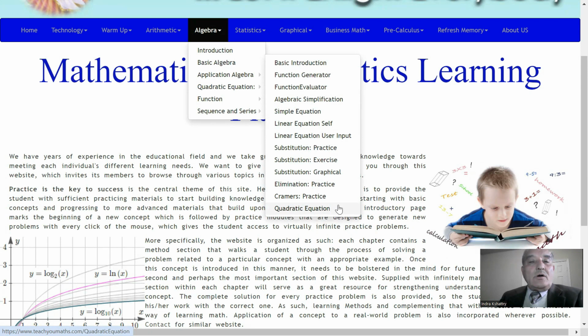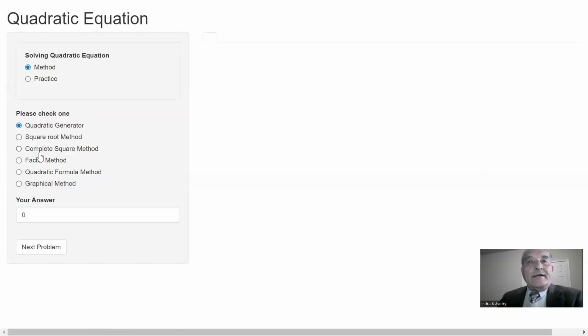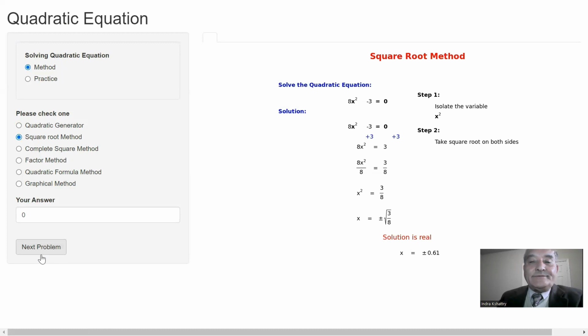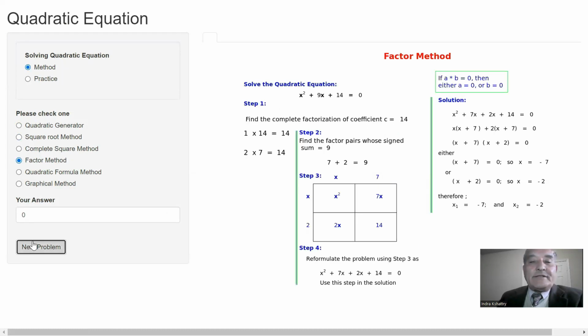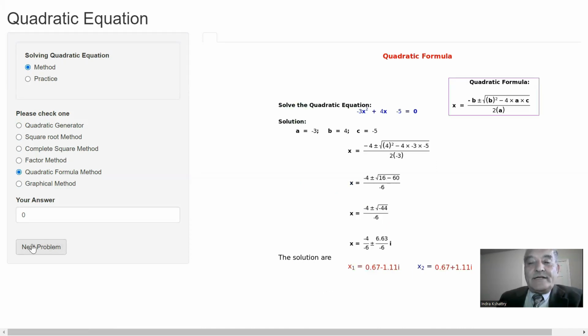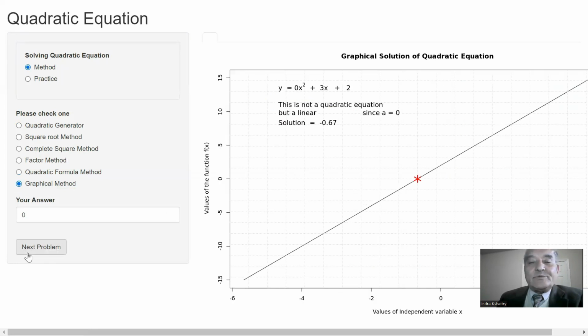Here you find everything we have already learned in detail, such as the quadratic generator that generates infinitely many equations, and different methods of solving quadratic equations, such as the square root method that we have already learned, factor methods, this we also have discussed, complete square method, this. Also, we have learned the quadratic formula method. We have recently learned this, and this graphical method, we just learned it.